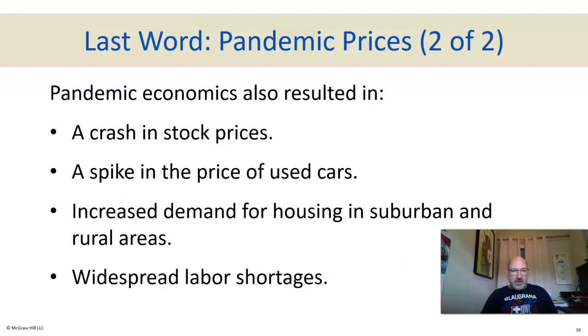So the pandemic economics also resulted in a crash in the stock prices, a spike in the price of used cars, and that was a chip issue, which we're still trying to fix. We had a discussion on that last semester, I believe. So the federal government has actually started, I think, 2 plants to build semiconductor chips here in the U.S. just because of the fact that we didn't have any. So that's a national defense and a consumer issue here in the U.S.